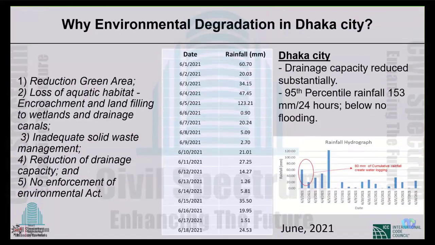As a result, the consequence, if you looked at it very carefully: what environment degradations, and why are these environment degradations happening? These are the few points I put so that you understand. Reduction of the green area, this is one. Loss of aquatic life because of loss of wetlands. We don't have wetlands, so where will this aquatic life survive?